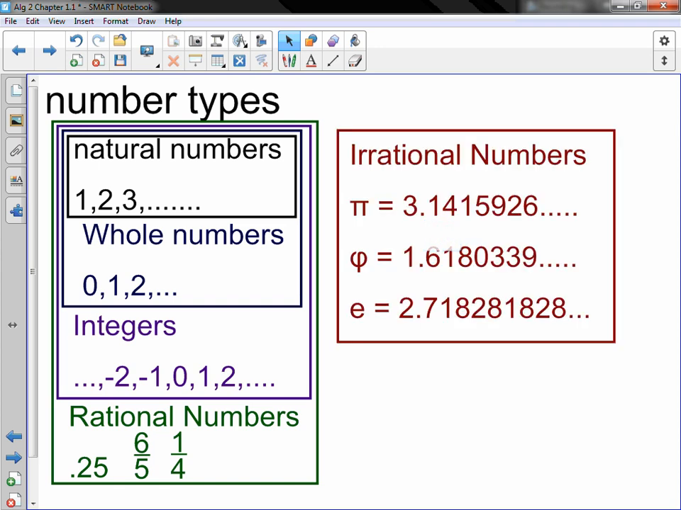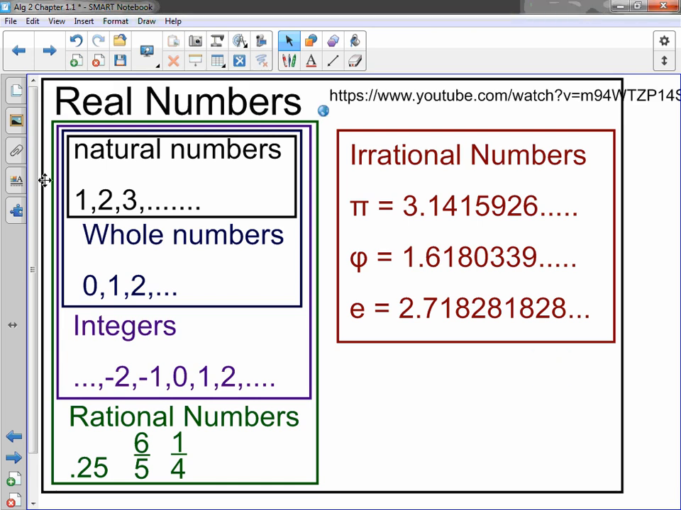Well, after rational, we have something called irrational numbers. And the main defining factor of an irrational number is that it cannot be written as a fraction. It is a non-repeating, non-terminating decimal. If it is a non-repeating and non-terminating decimal, it's considered irrational. And what encompasses all of this here is real numbers.